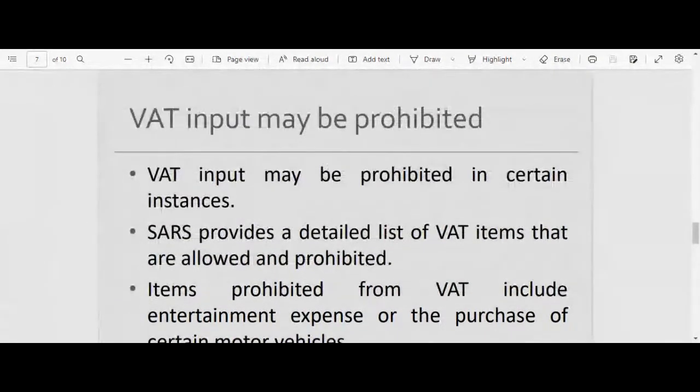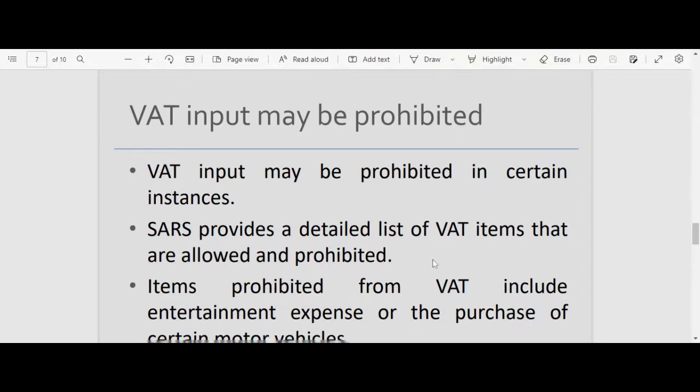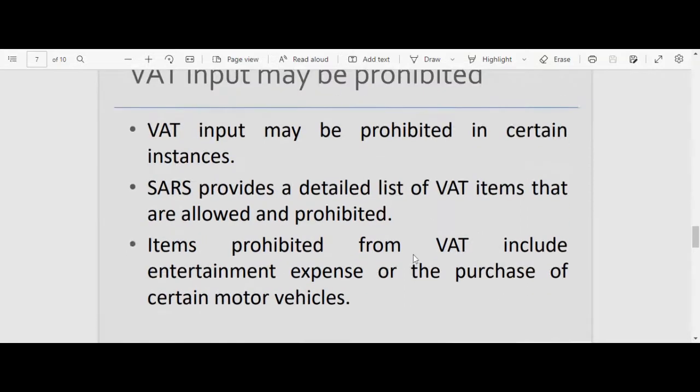This might also be part of the list that Ms. Morris has made available. VAT input may be prohibited in certain instances. SARS provides a detailed list of those items where we are not allowed to claim back the input tax. Generally, ladies and gentlemen, this is a general rule of thumb.